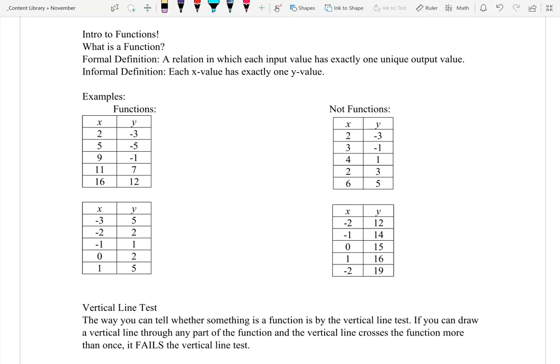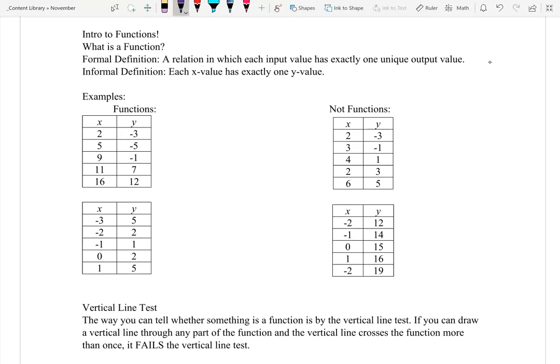You can notice that as well in the bottom part of this table: each of these x values has one y that it goes to. -3 has one y value of 5. -2 has one y value of 2. -1 has one y value of 1. 0 has one y value of 2. And 1 has a y value of 5. So each of the x values has one y value.